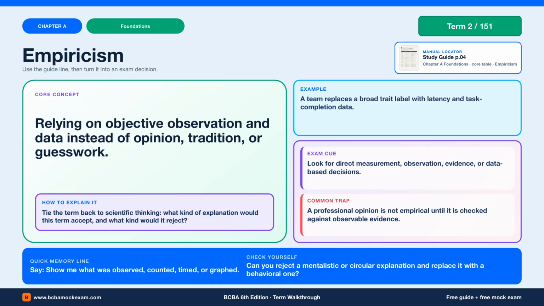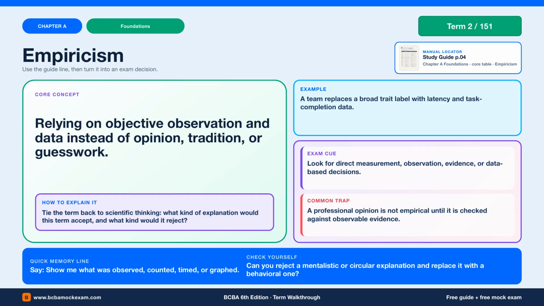Empiricism. Empiricism means we rely on observation and data. In plain English, do not build a plan only from opinion, tradition, or what someone thinks is happening. For example, a team may say a student is lazy. An empirical approach replaces that label with observable data, such as latency to start tasks, task completion, and what happens after refusal. The exam cue is direct observation, measurement, evidence, or data-based decision-making.